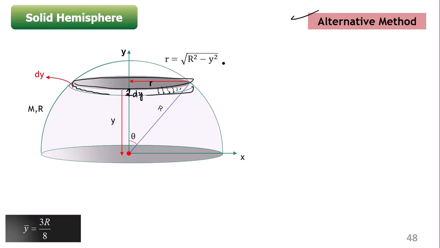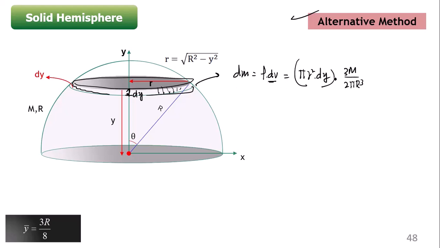For this disk geometry, I should define the value of dm. Dm is again rho into dv. Now what is dv? dv is base area into height. Base area is pi r square and height is dy. That is the dv number. And what is rho? Rho is 3m by 2 pi R cube.